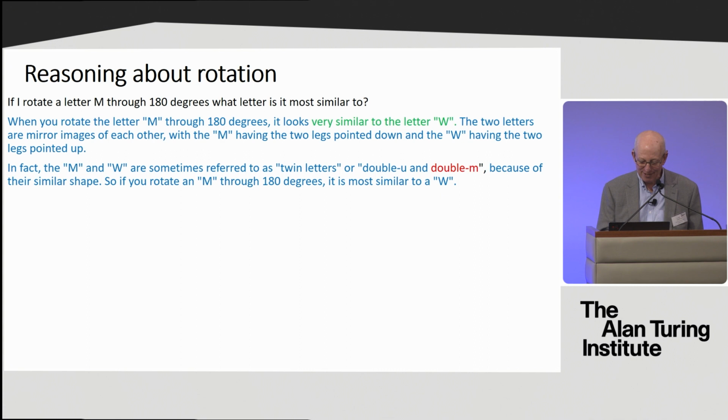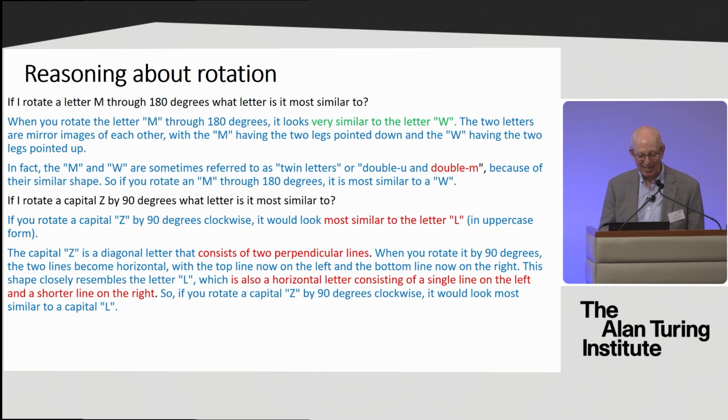If I rotate a capital Z by 90 degrees, what letter is it most similar to? It will look most similar to the letter L, because the letter Z consists of two perpendicular lines. No, there's no perpendicular stuff in it at all.